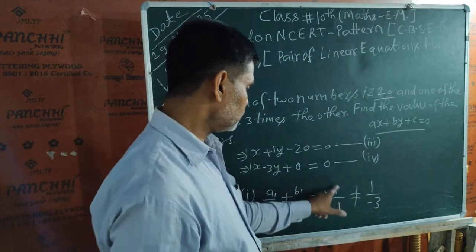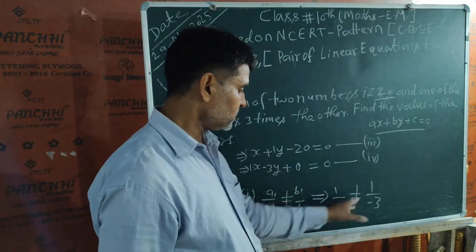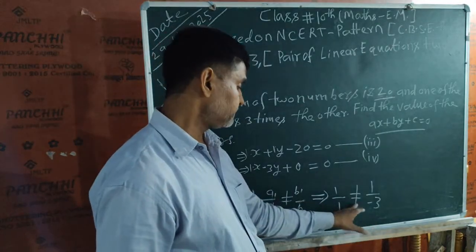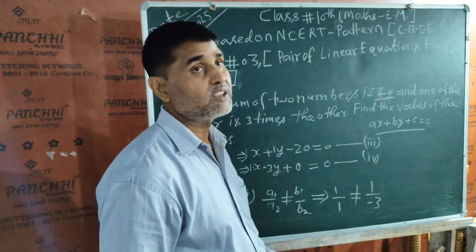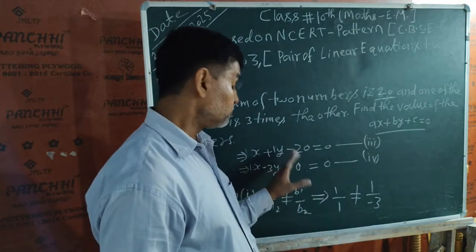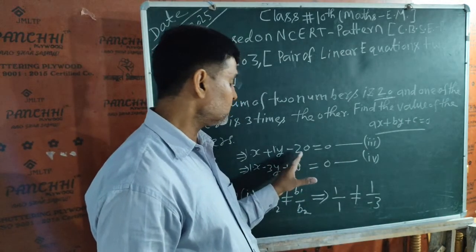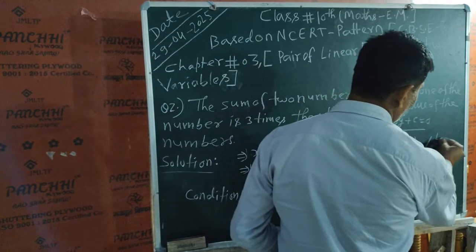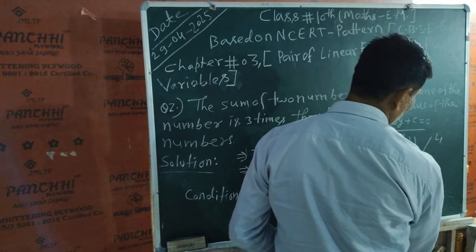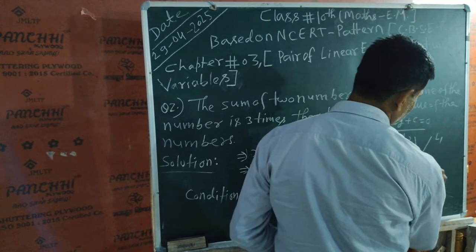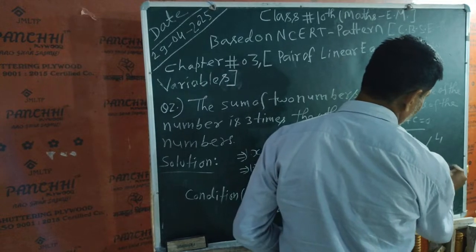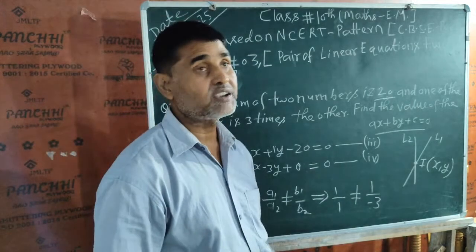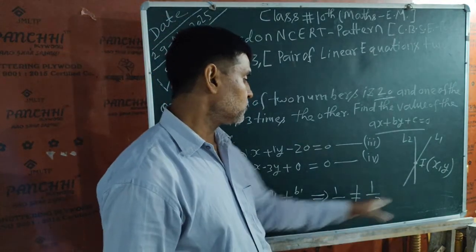So I am saying the value of a1 divided by a2 is not equal to b1 divided by b2. It means that both lines are not parallel to each other. It means that both lines will intersect at a certain point like this. One line is L1 and the other line is L2. So I will get the intersection point, which has coordinates x, y. So I will use either the substitution method or the elimination method for evaluating the values of x and y.